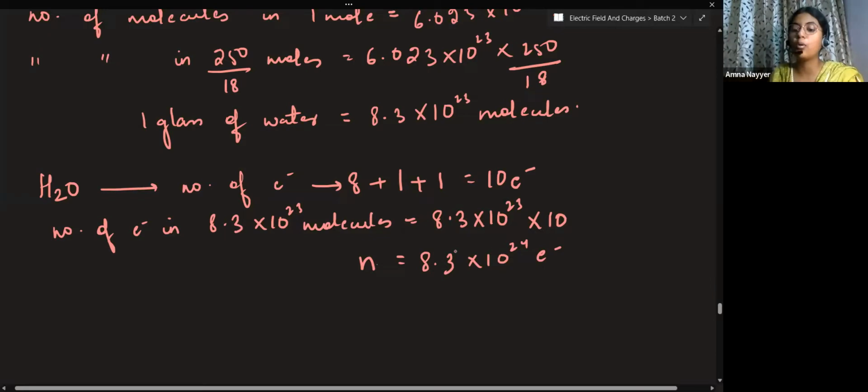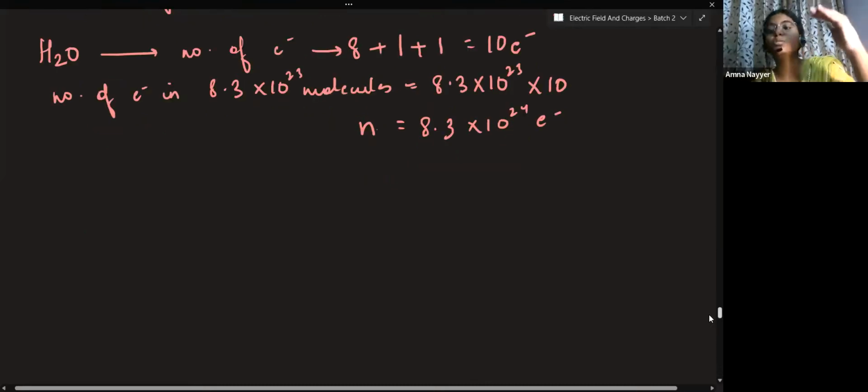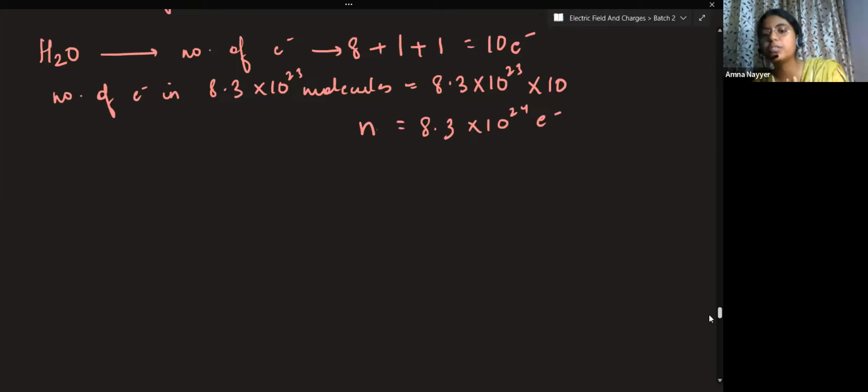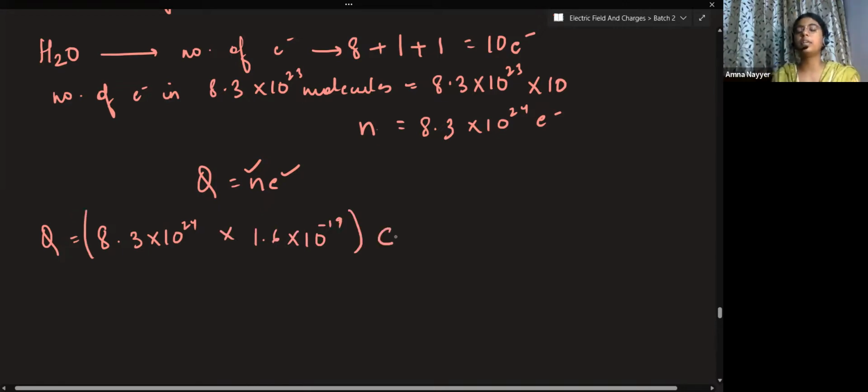You have N now. What we were required to calculate was the charge. We were not aware of the number of electrons, so that's why we used this procedure and utilized a bit of knowledge of chemistry to calculate the number of electrons present. Now in this formula, N is there, e you already know. Now calculation of Q will be easier. N is 8.3 into 10 to the power 24. Electronic charge is 1.6 into 10 to the power minus 19. So this much coulombs of charge will be your answer.